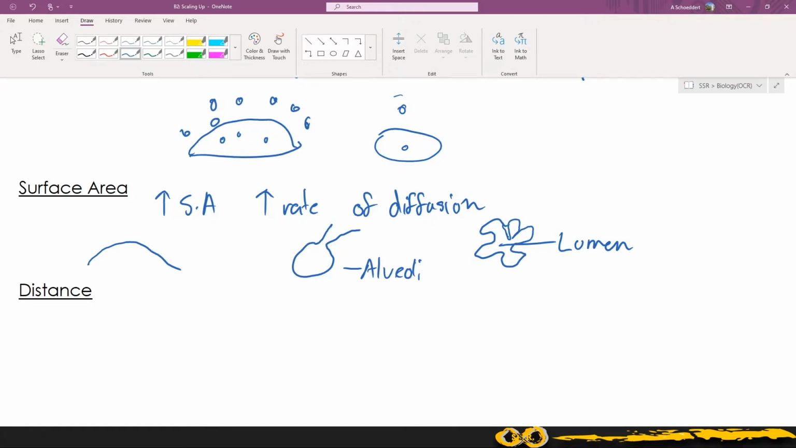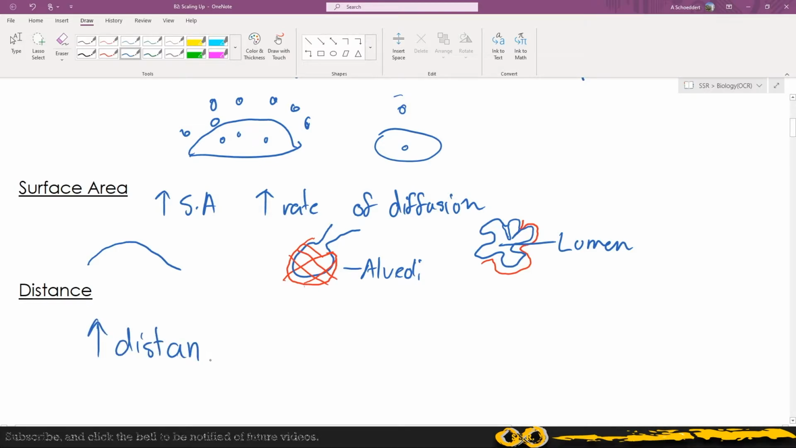While we're on the subject of the small intestine and the alveoli, the next factor, distance, will come into play. If I were to draw the blood vessels in here, they're going to be right around the surface, and in fact there's going to be a network of blood vessels all over the surface here, as close to that surface as possible. And that's because the higher the distance, the slower the diffusion, because the particles have further to travel.